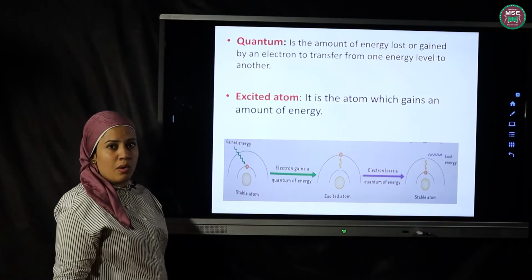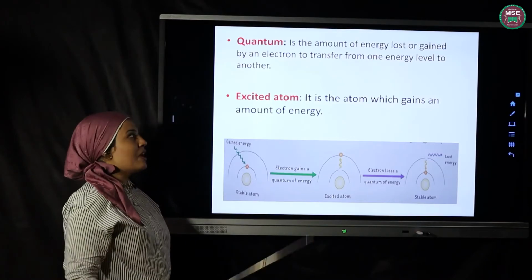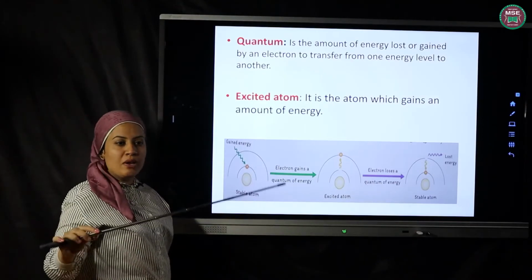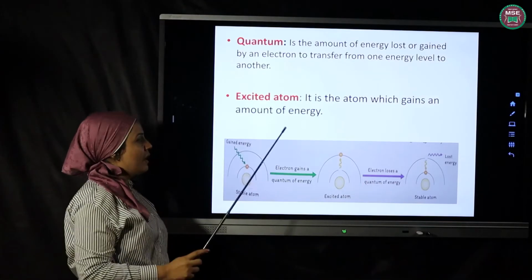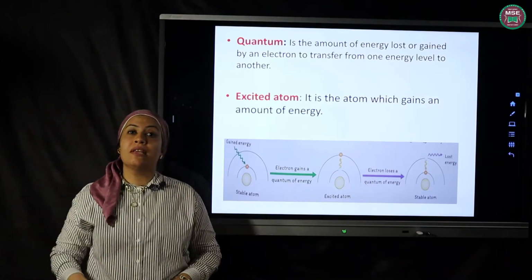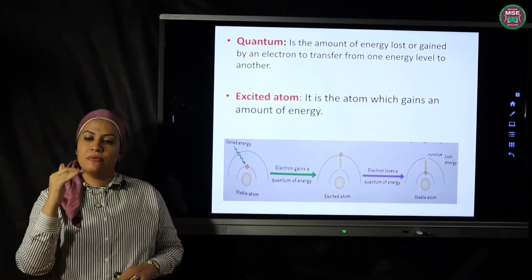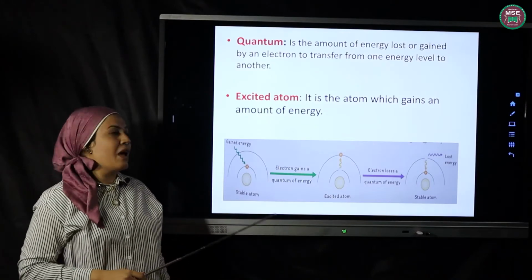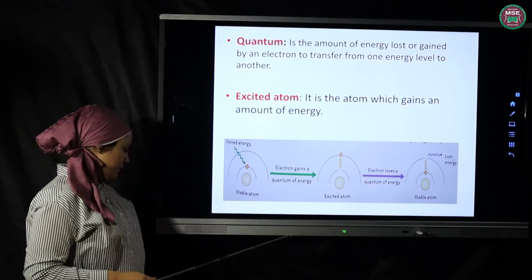So what is the meaning of quantum? Quantum is the amount of energy lost or gained by an electron to transfer from one energy level to another. And when the electrons gain an amount of energy and transfer from a lower energy level to a higher one, it's called an excited atom.